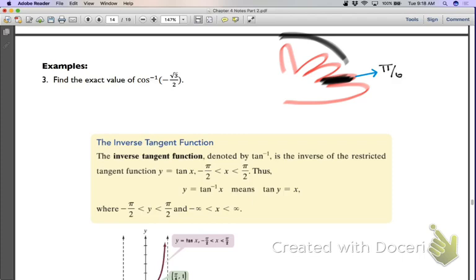I think I heard pi over 6. Now, it's negative, so it's not just going to be pi over 6. If it was positive, then yeah, it would be just pi over 6. So where is negative square root of 3 over 2? Or what is pi minus pi over 6? Remember, that's just 6 pi over 6 minus pi over 6. 5 pi over 6.